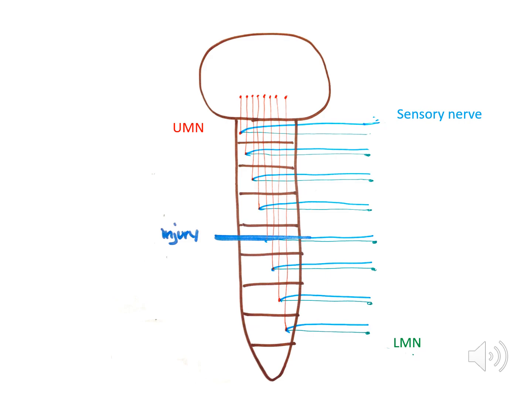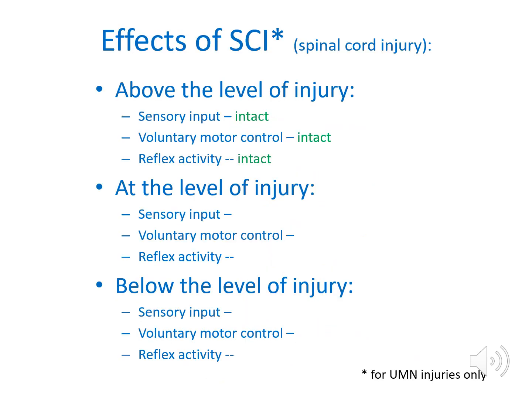So we should have full voluntary motor function. And sensory nerves should be able to come in and synapse with those lower motor neurons. So we should have full spinal reflex activity, right? So just to summarize, above the level of the injury, everything works fine, right?